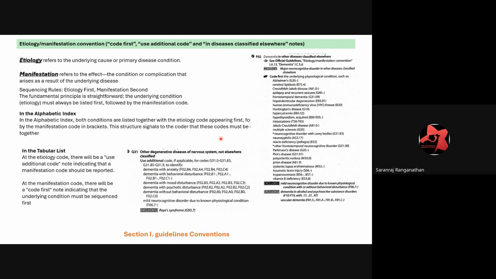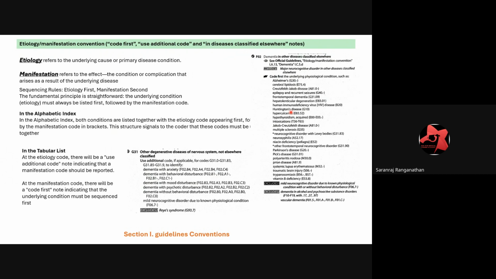So under diabetes, they may ask you to use an additional code. And under necrosis, they may tell you to code first the condition as diabetes. That is the etiology and manifestation. Etiology is the code first, use additional code. In addition, classify whatever conditions come under the manifestation, and those need to be coded.